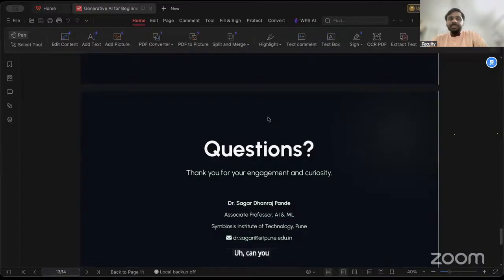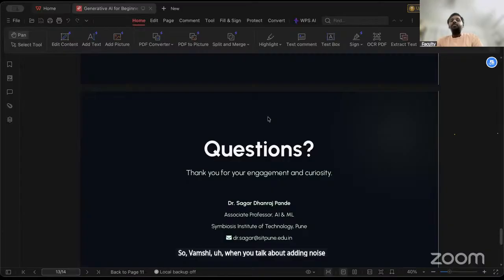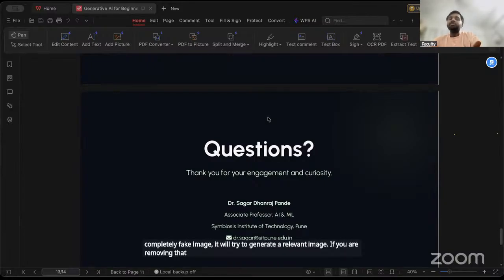Another question: can you explain what is the use of adding noise and removing noise in a diffusion model for a clear image? So Vamshi, when you talk about adding noise, you are trying to add additional noise into the data so that your model will not generate a completely fake image. It will try to generate a relevant image. If you are removing that particular noise, you can have a more precise, relevant image as per the original data.